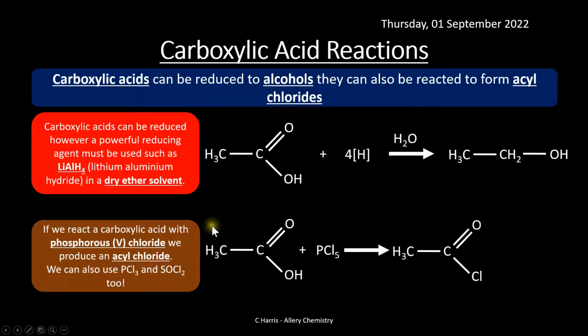Also, we can use the same carboxylic acid and we can react it with phosphorus pentachloride, which is phosphorus 5 chloride, as you can see there, and we produce an acid chloride, as you can see on this side. So this is your acid chloride here, and then we form POCl3 and HCl. So this is a different product. So here we formed an alcohol, and here we formed an acid chloride, but both of them are starting with carboxylic acid. So you've got to be aware of both of these reactions and what they produce. So just be really aware of that.